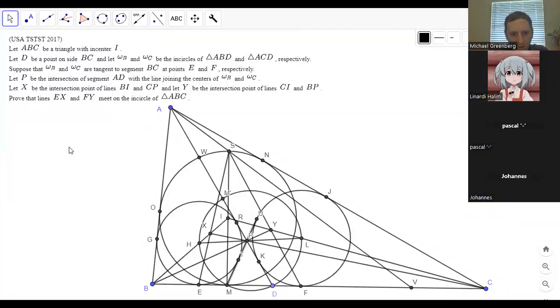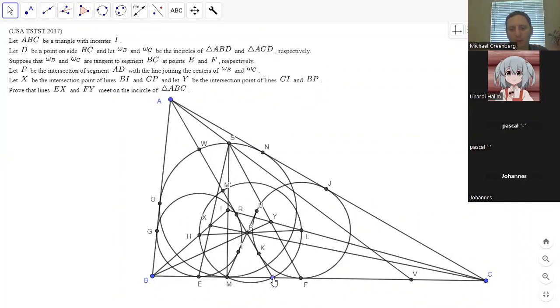So basically, you pick an arbitrary point D on BC, and you draw the circumcircles of ABD and ACD, and if you connect their centers, it meets AD at point P. And we already noticed a few things with just that configuration. So there's more to the problem than that. So then you let CP meet BI at X, and you let BP meet CI at Y. And then we want to show EX and FY intersect on the incircle. So we kind of just assume that. Well, the diagram makes it look true, but really we have to prove it. But we notice they intersect actually at the antipode of M, so like the topmost point of the incircle.